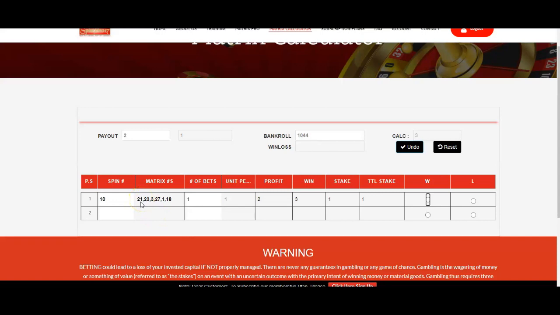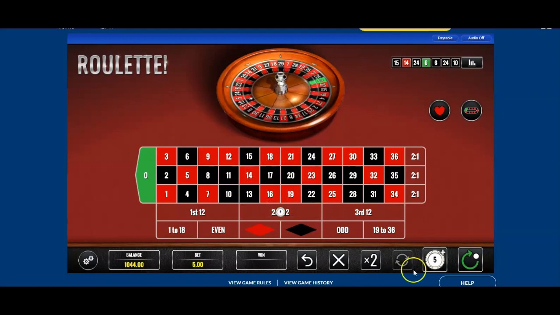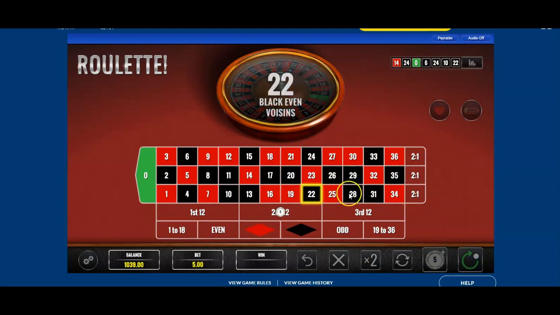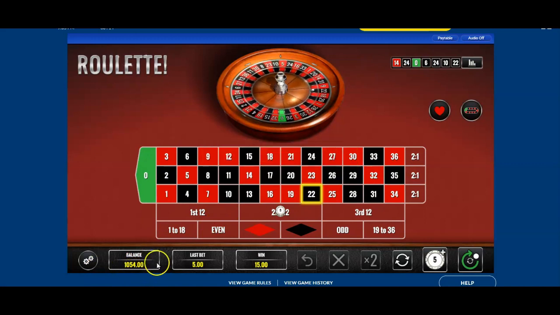So the first number is 21. So we're going to place our bet here with the block that has 21. And boom. They hit. We met our target. That's it. I'm going to call it a day. We've made $54 in less than half an hour of play, really.